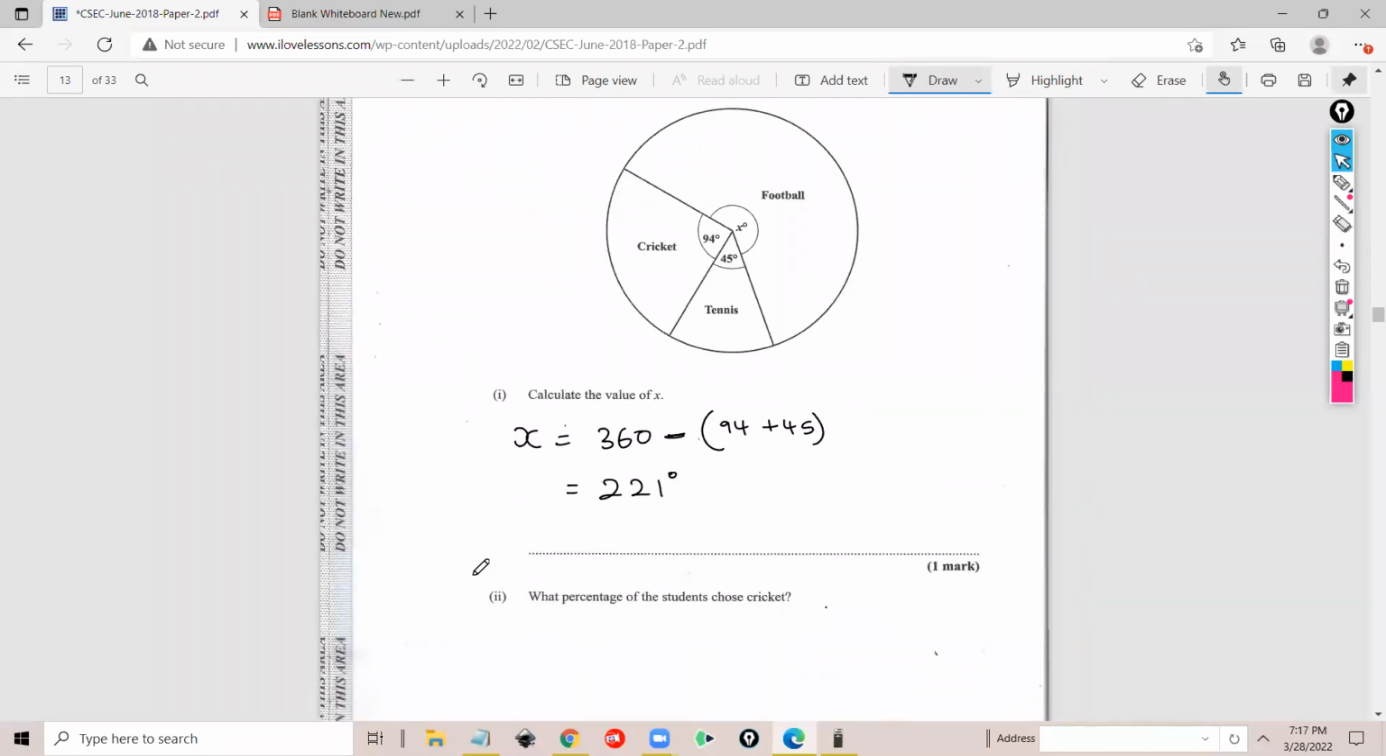For part 2, what percentage of the students chose cricket? So the cricket is 94 degrees. What you want to do is express the 94 as a percentage out of the 360.